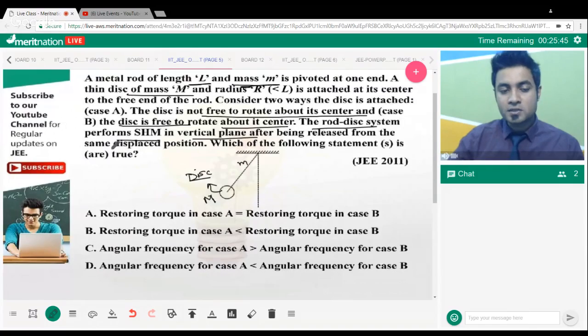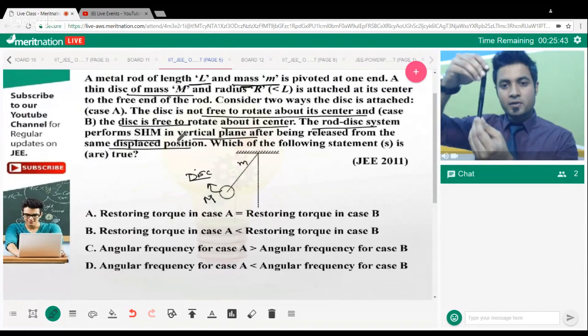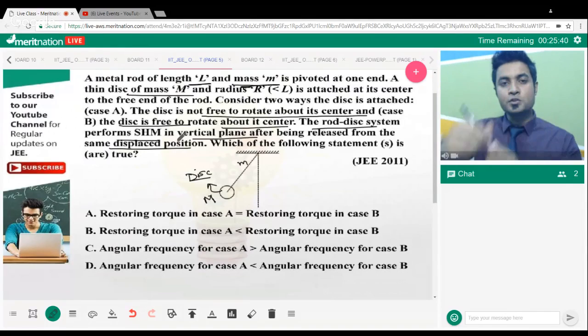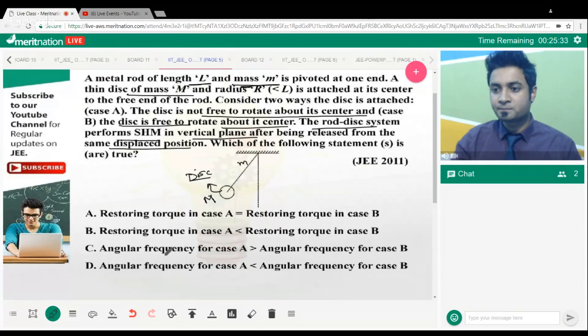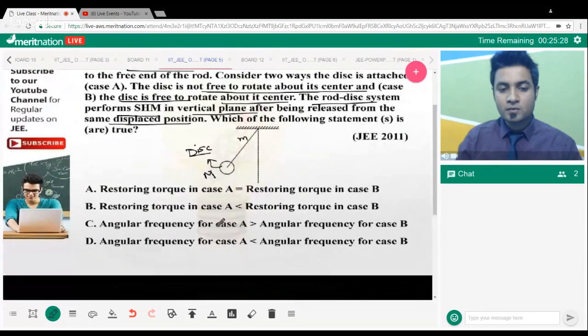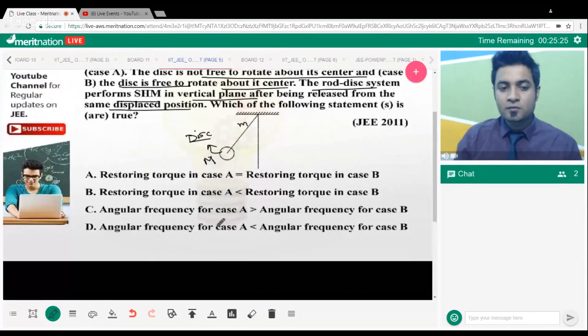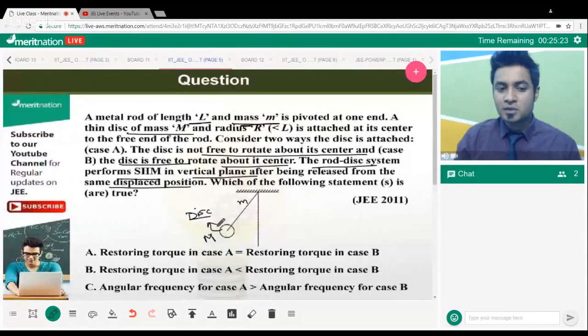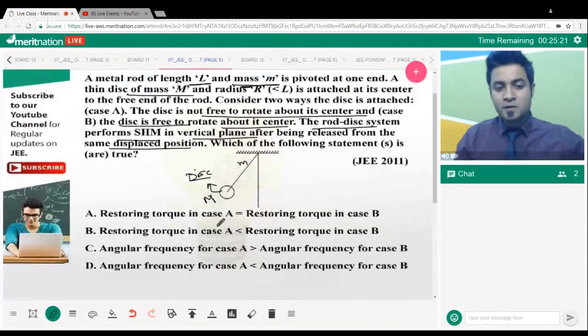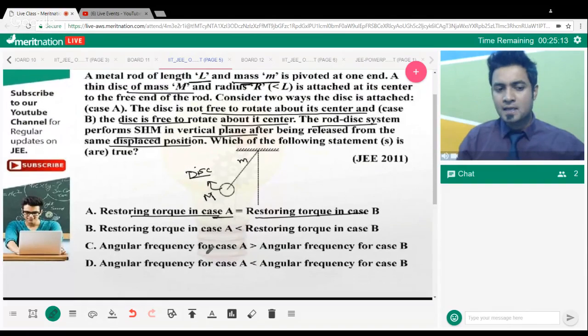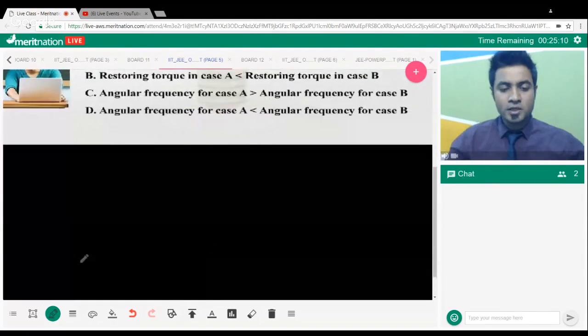Being released from the same displaced position, we have displaced this from the mean position and just left it, so it is performing SHM. You just need to figure out which option is correct. What should be your approach? First, you know that it is performing SHM. For the first option, the restoring torque in case A has to be equal to the restoring torque in case B. What do you think, is it correct or not?